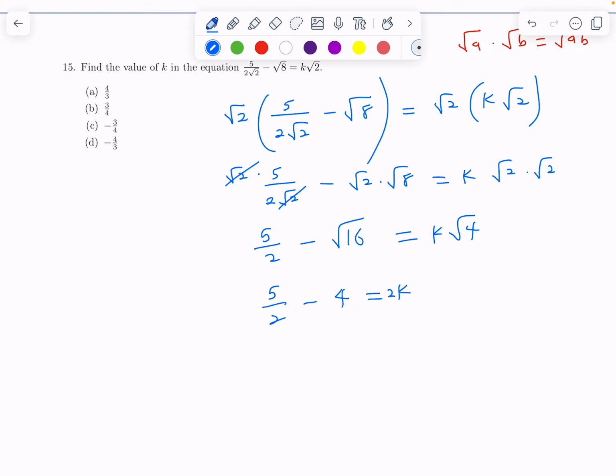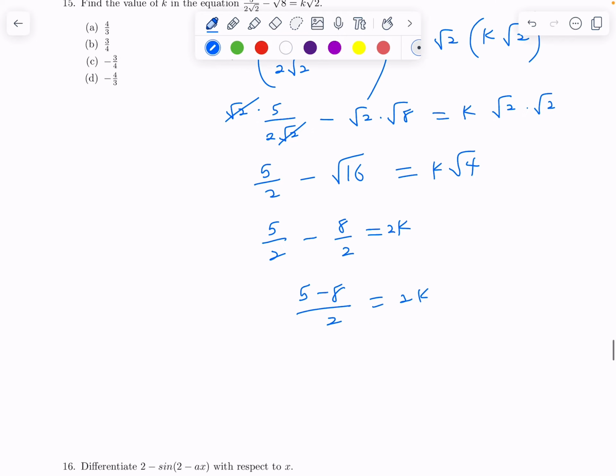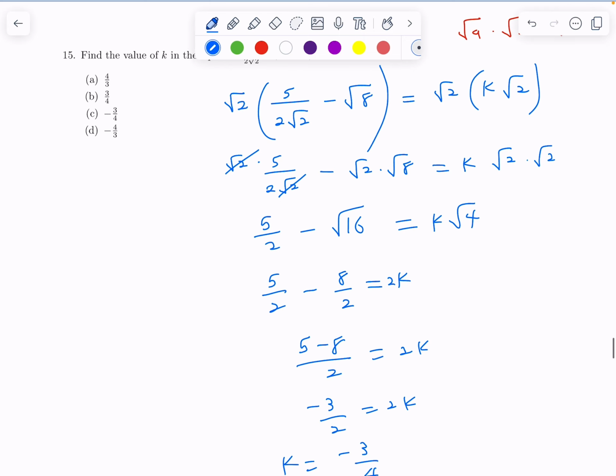So I can rewrite my 4 as 8 over 2, because I want both of them to have the same denominator. So this is going to be 5 minus 8 divided by 2 equals 2k, and then this is going to be negative 3 divided by 2 equals 2k. And I can divide both sides by 2. You divide both sides by 2, you get negative 3 over 4, and that is your k. So negative 3 over 4, that's C. Okay.